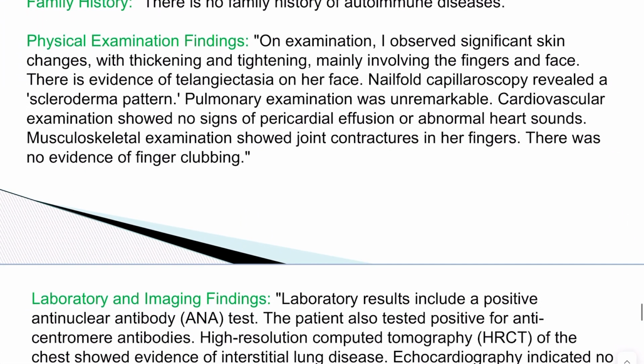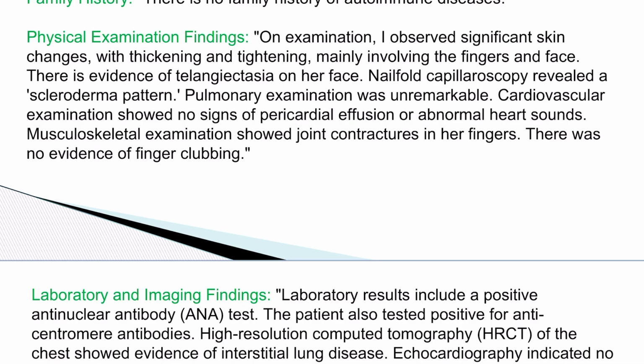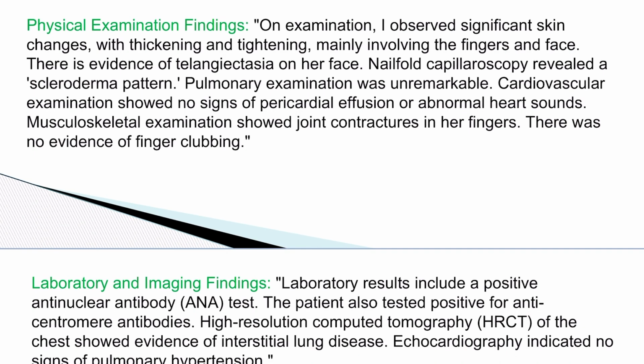Then we're going to talk about the physical examination findings. On examination, I observed significant skin changes with thickening and tightening, mainly involving the fingers and face. There is evidence of telangiectasia on her face. Nail fold capillaroscopy revealed a scleroderma pattern, and you can skip it. Pulmonary examination was unremarkable. Cardiovascular examination showed no signs of pericardial effusion or abnormal heart sound. Musculoskeletal examination showed joint contractures in her fingers, and there was no evidence of finger clubbing.